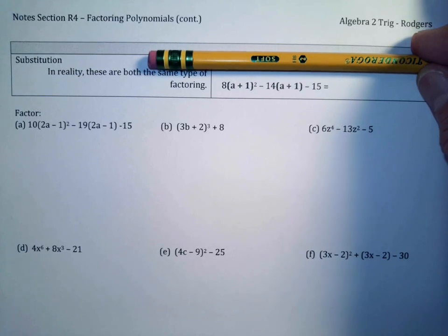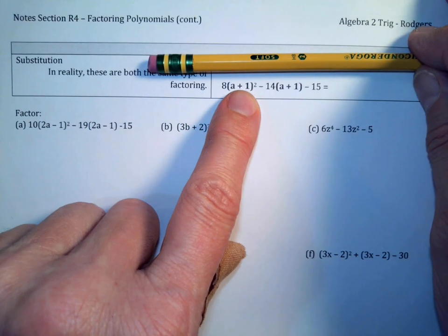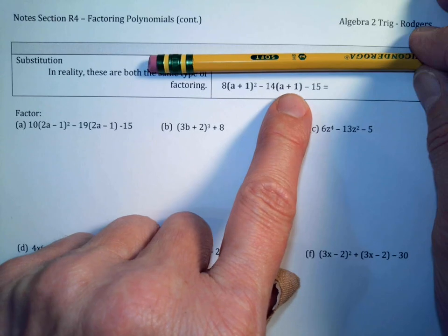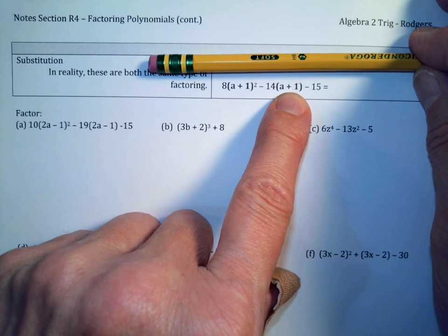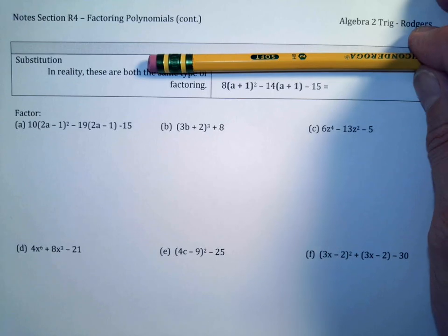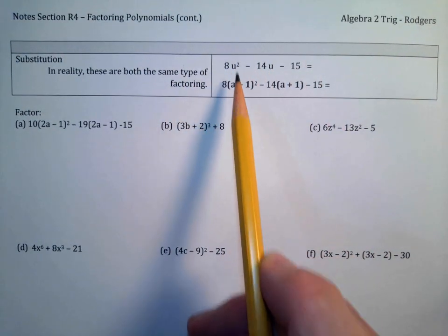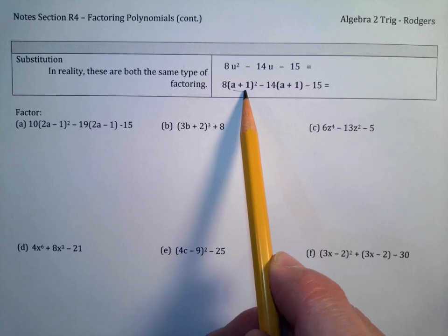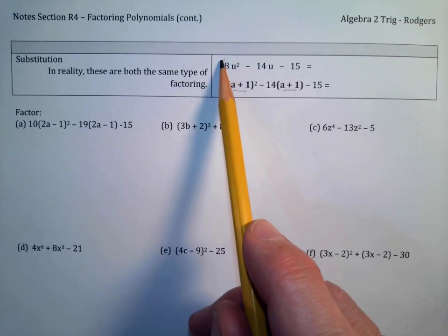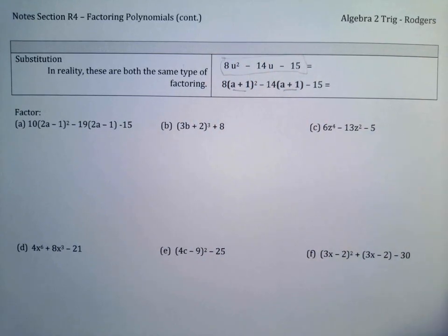But if we do a really simple substitution, notice this binomial a plus 1 is being squared, and then there's an a plus 1 here. If we take out a plus 1 and substitute in a u, so we have 8u squared, we took this out and replaced it with a u, and took this out and replaced it with a u. Then we have a trinomial that we might be able to factor.